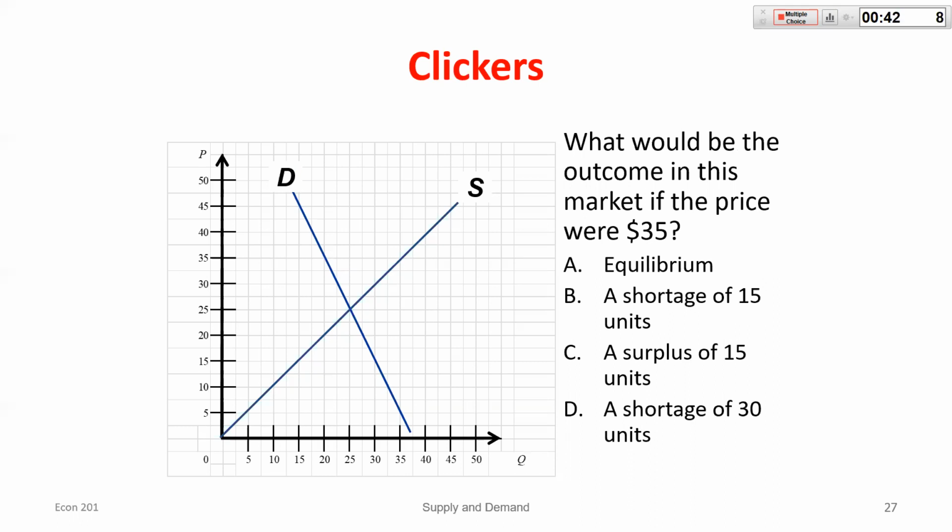I'll give you a little time to answer this. Let's give you about a minute to think about this one, and identify the quantity demanded and quantity supplied. Actually, maybe a minute and a half. Talk to the people around you, and try to think about whether you have a shortage or a surplus and what the value of that shortage or surplus would be, or if it's an equilibrium.